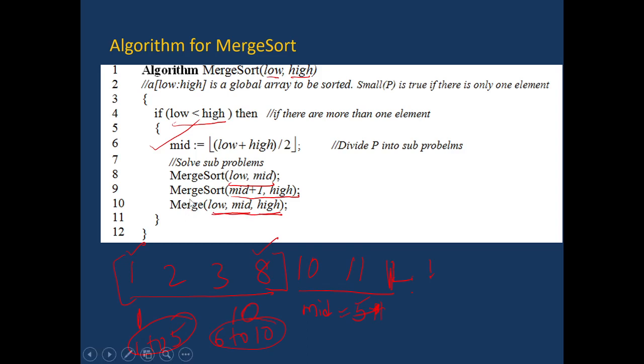Okay. So if you have more than one element, calculate the mid, sort the first half, sort the second half, merge the first half and the second half by passing the boundaries. We are not passing the starting of the second list as it anyway starts from the mid plus 1. So that's the MergeSort algorithm.